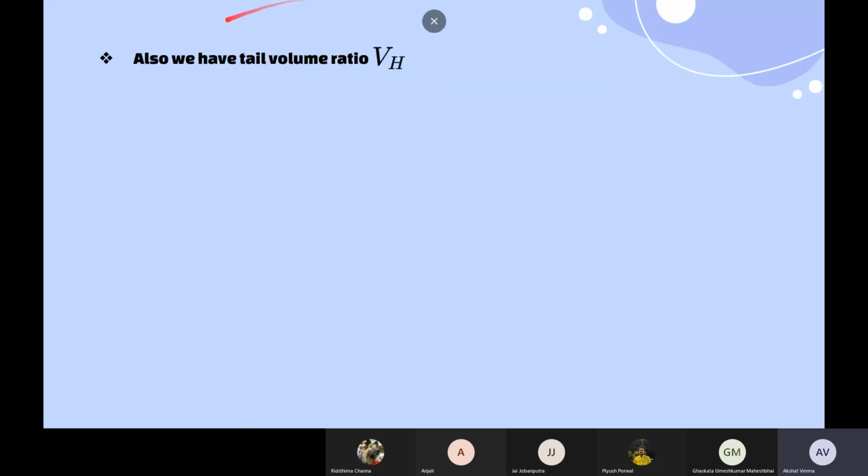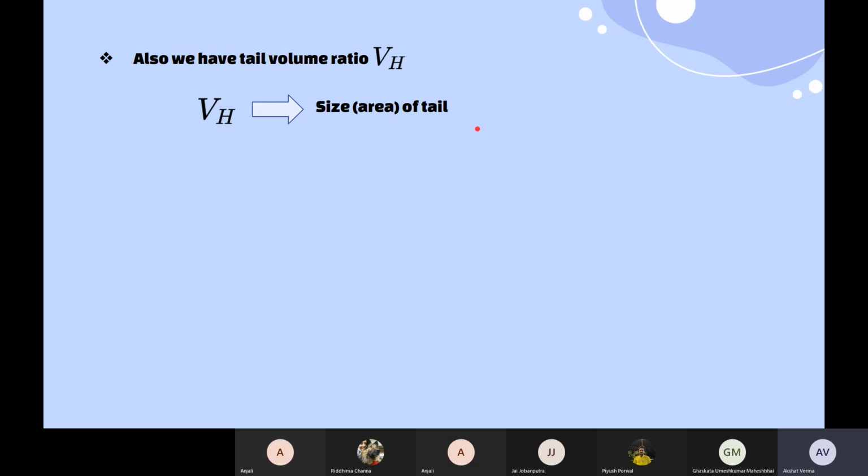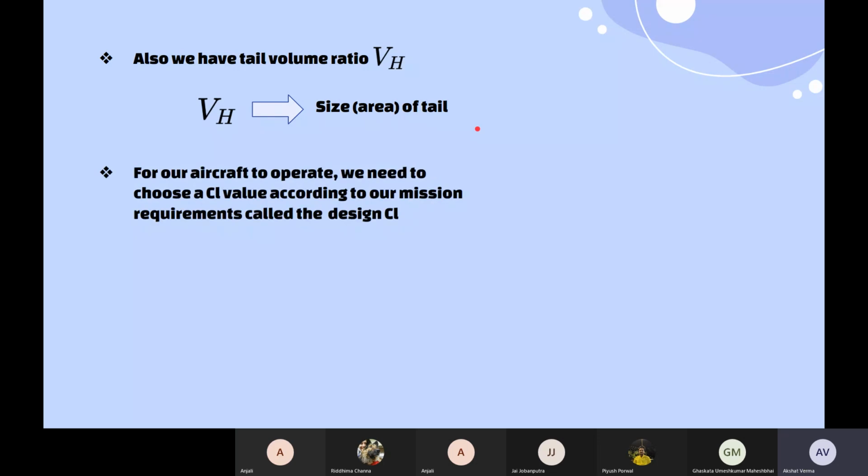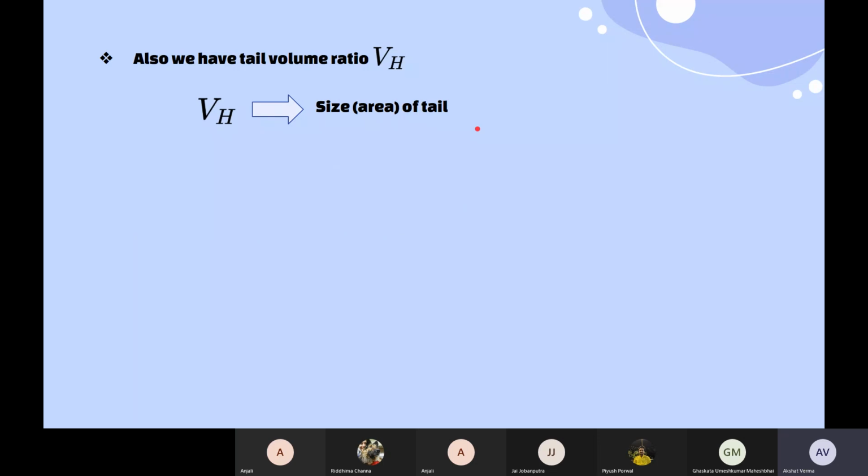As you can remember, previously we saw the tail volume ratio, which I said will help us in actually determining the size of our tail. So VH, as you can remember, was giving us the size, that is the area of our tail. So we now also have information about our tail.